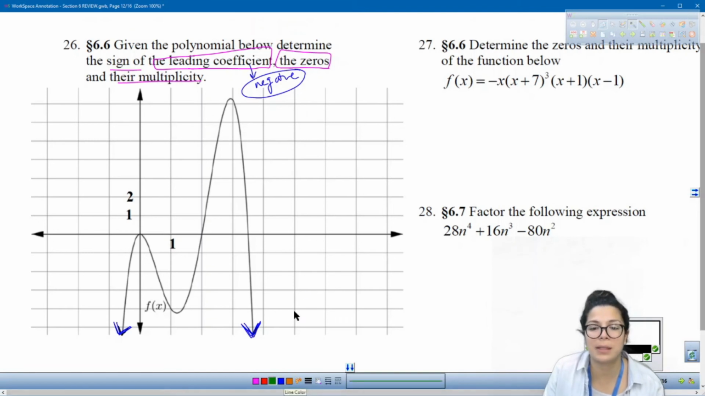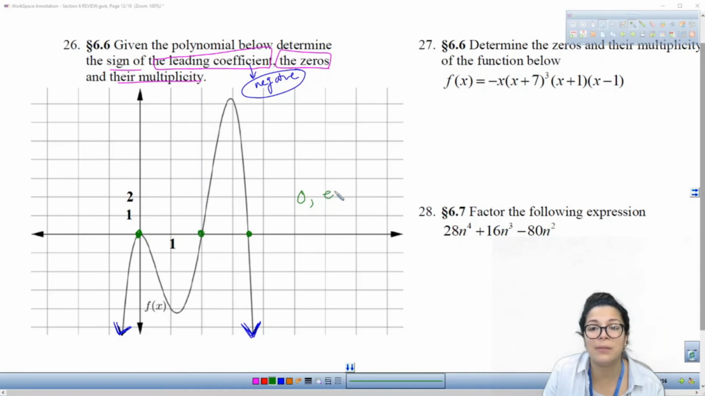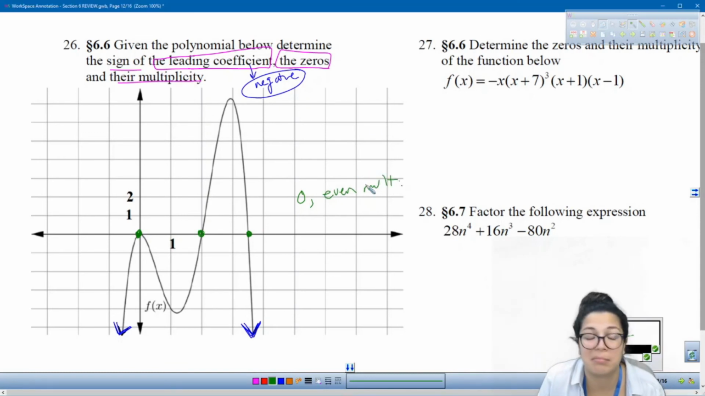Now what about the zeros and their multiplicity? We see the zeros right here. There are the x-intercepts, right? So we have a zero of 0 with an even multiplicity. Now what that even number is could be anything. Could be 2, could be 4, could be 6, could be 8, could be 566, whatever.